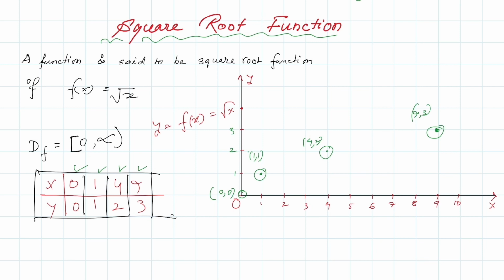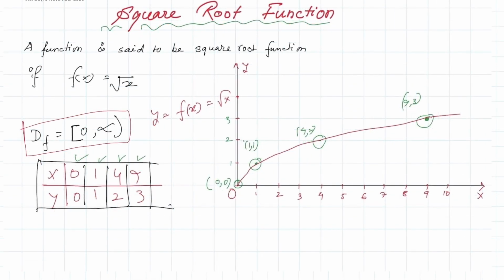So let's join these points in order to obtain the graph. Okay, so graph should be like this. This is the graph of square root function. Okay, that's how we can draw. And remember, domain and range of this function are both equal to the closed interval 0 and open at infinity. Okay, so 0 to infinity including 0.